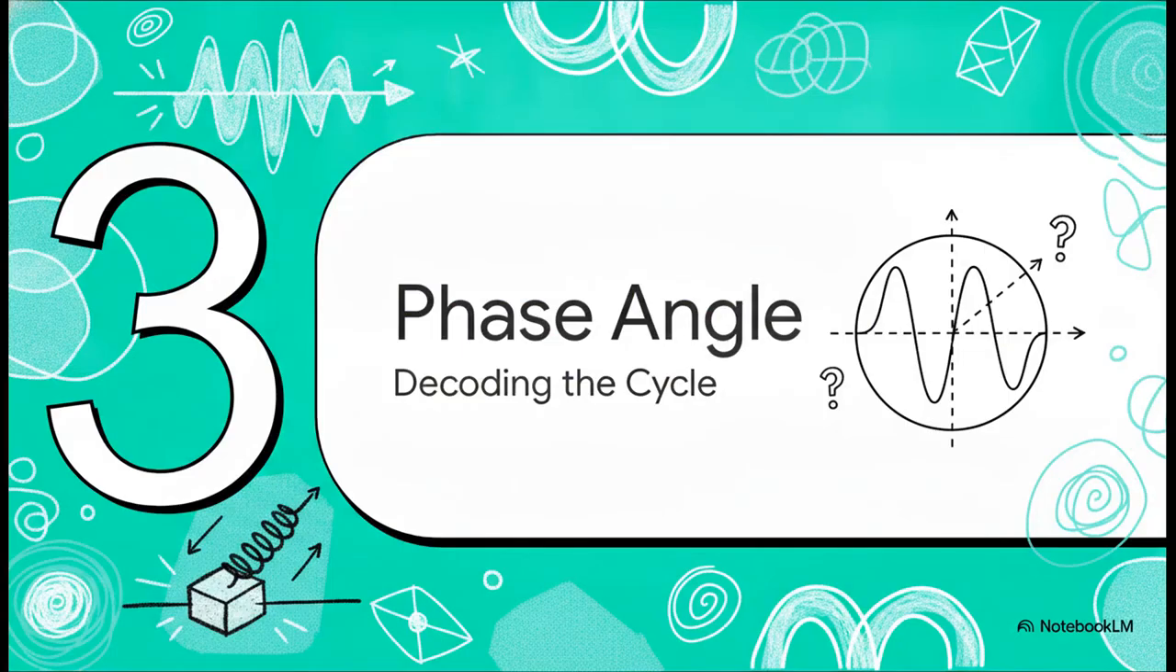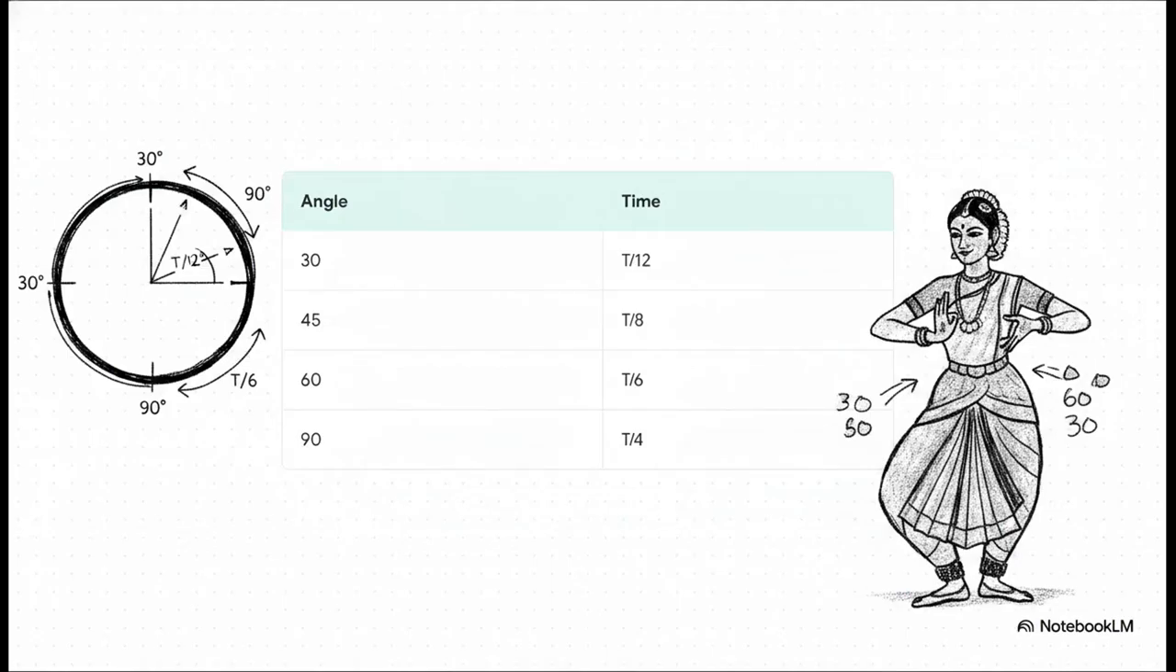Okay, Section 3, decoding the phase angle. Now, this is exactly where a lot of people start to lose their minds a bit. Phase angles basically just tell us where a particle is in its cycle. Check out how these angles translate into fractions of a total time period, T. A full 90-degree move from the center all the way to the edge, that's T over 4. 30 degrees is T over 12.